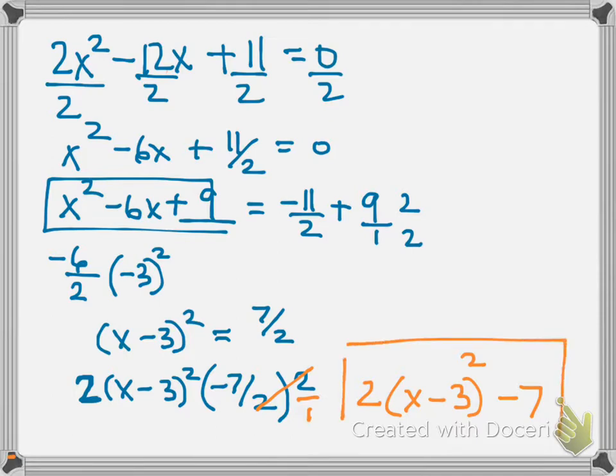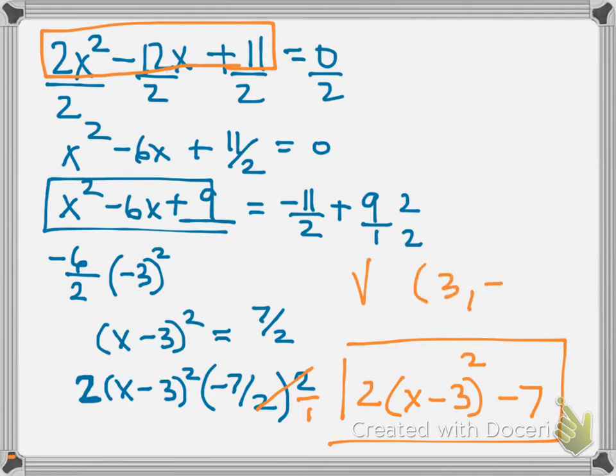This is vertex form. This was standard form. Standard form to vertex form. So the vertex is 3, -7. All right, that's it.